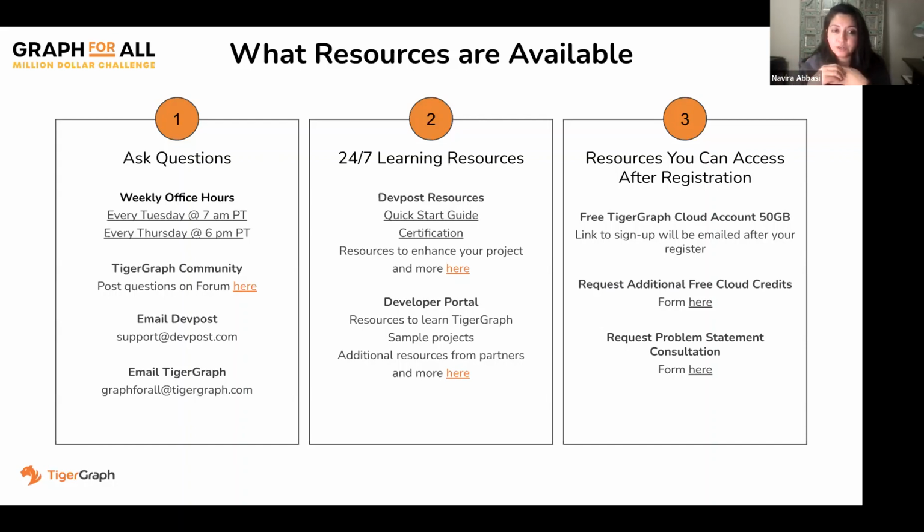There are links there for a quick start guide, or if you want to get certified, there's a path there for you as well. And we also have a developer portal that has sample projects, additional connectors and APIs you can use to help you build your final project. And then finally, we have additional resources, which is why it's so important to register so that you can reap the benefits of these additional resources, which is if you need additional cloud credits, you can submit a form there. You can also request a problem statement consultation from us if you are unsure of how to go about solving for your own passion project.